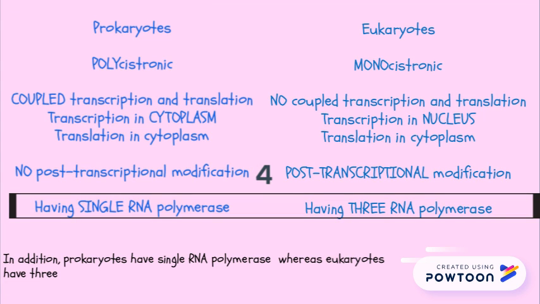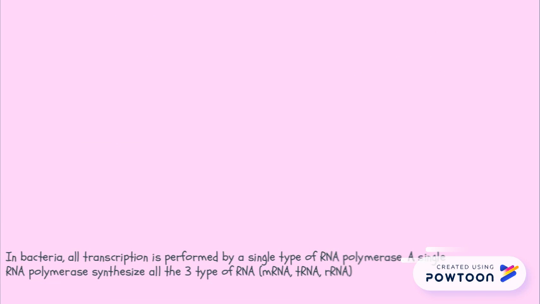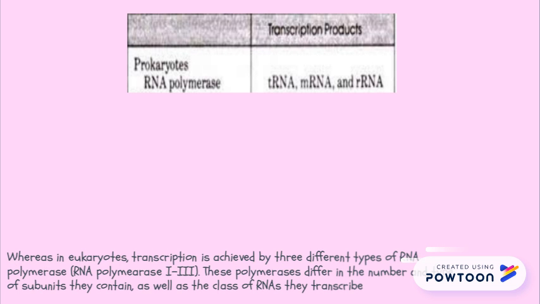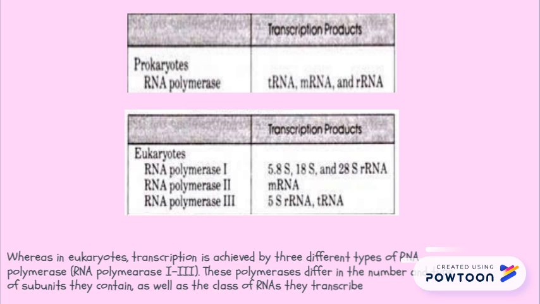In addition, prokaryotes have a single RNA polymerase whereas eukaryotes have three. In bacteria, all transcription is performed by a single type of RNA polymerase. A single RNA polymerase synthesizes all three types of RNA: mRNA, tRNA, and rRNA. Whereas in eukaryotes, transcription is achieved by three different types of RNA polymerase: RNA polymerase 1, 2, and 3.